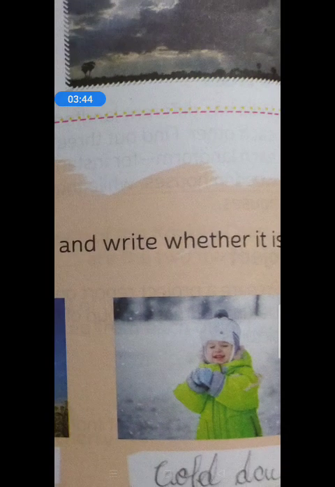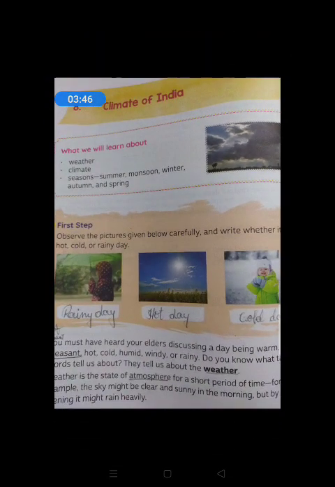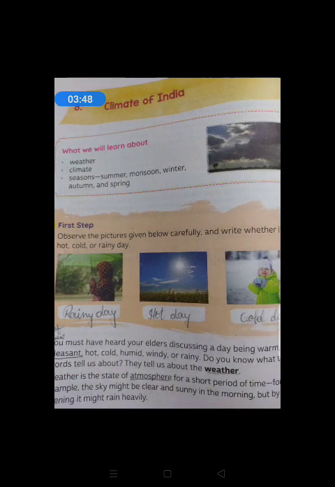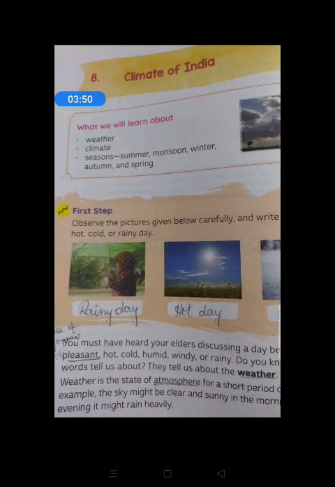And the third picture, we see a very cute little girl enjoying herself. See, she is wearing a green jacket with cap and gloves too, and we can see some snowflakes also from behind. So obviously which day will it be? Yes, on a cold day we experience this type of weather. Okay, hope all of you have done this first step. Now let us go ahead into the chapter.